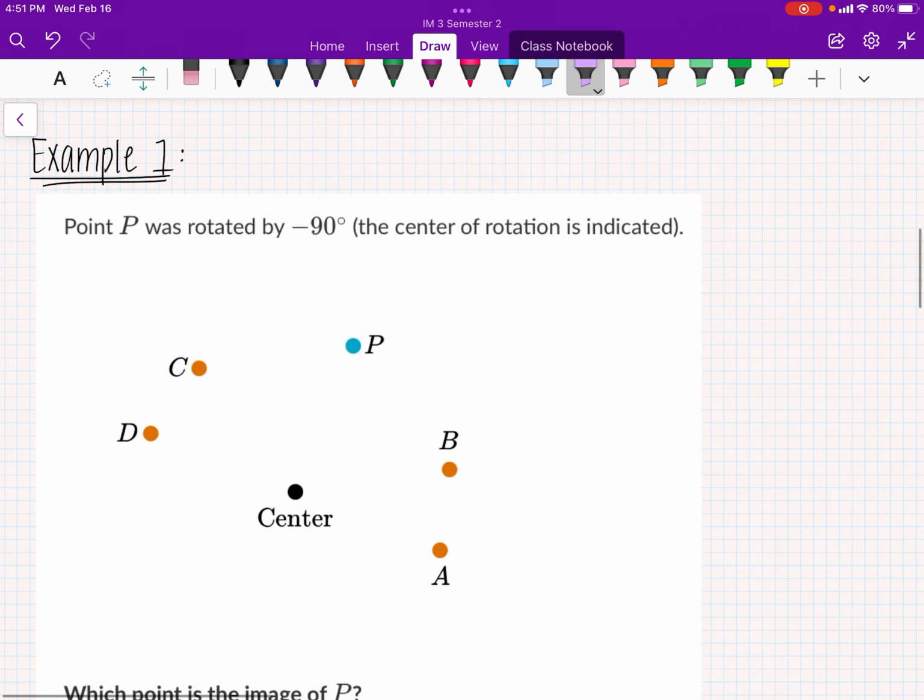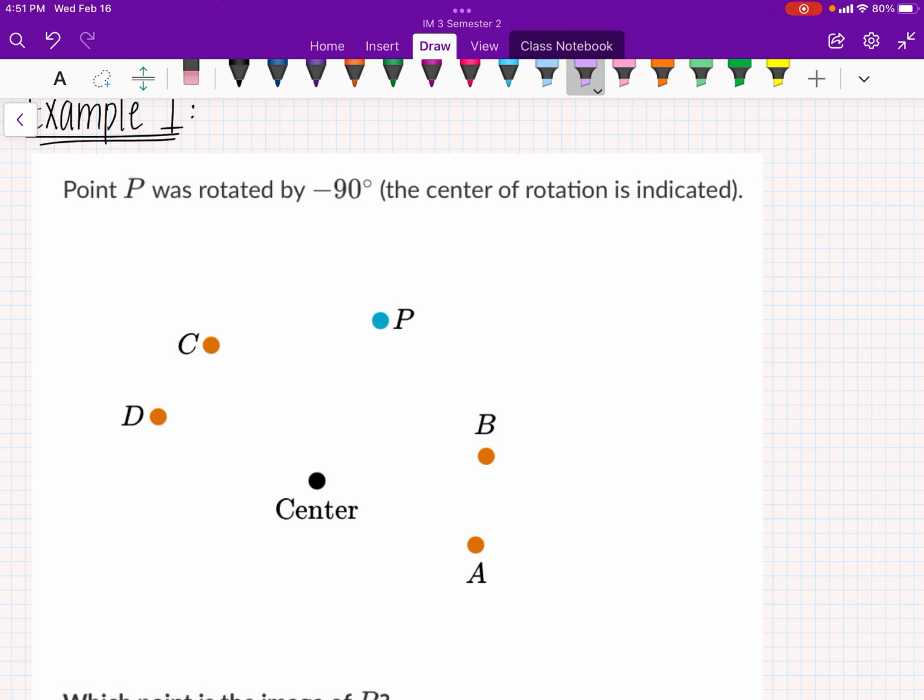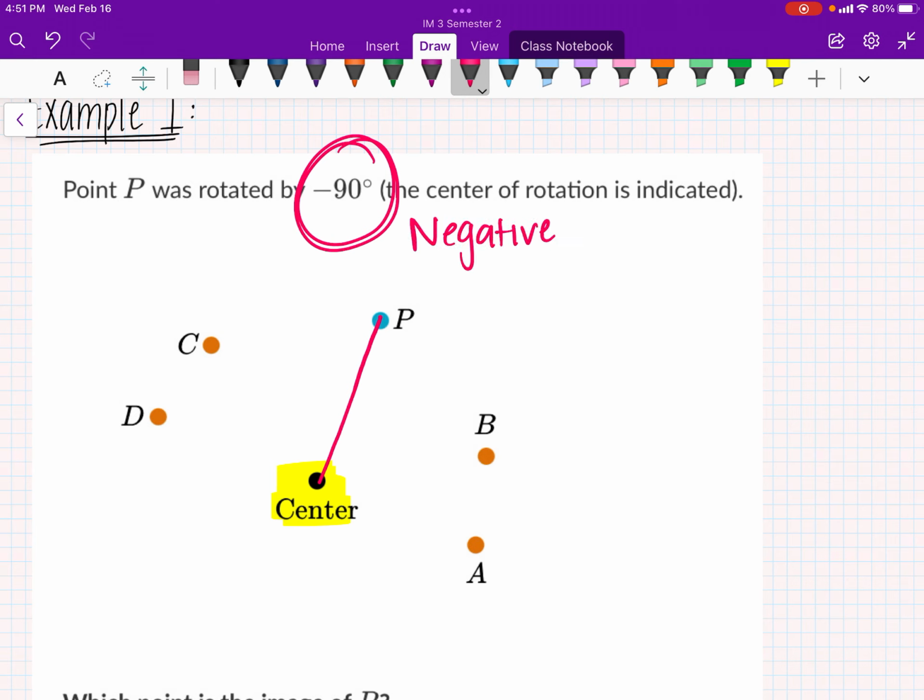So let's go ahead and get started here, guys. In this case, this is talking about a point that we're going to be rotating. So point P is rotated negative 90 degrees, and the center of rotation is indicated. So they are telling us that this point represents our center, and we want to rotate our point P from the center 90 degrees. Now, because our angle in this case is negative, that's telling us that we're going to be going in the clockwise direction. So in this case, we're moving this direction.